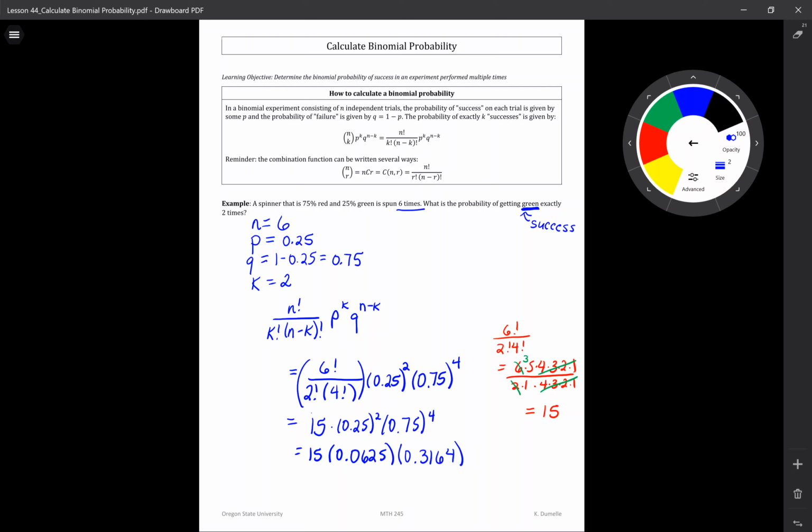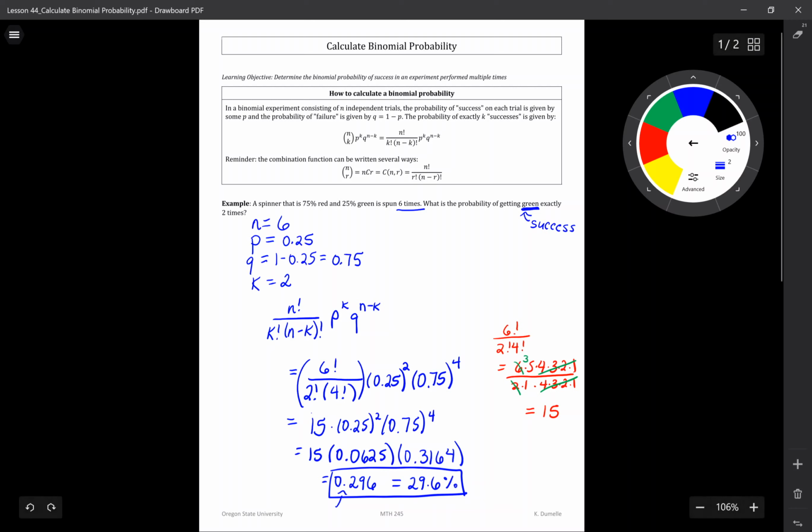So if I multiply these all together, I get 0.296, which is 29.6%. This is a good sign, right? This number right here needs to be between 0 and 1 since we're talking about probability, and this is a reasonable answer, I think. The probability of getting exactly 2 successes is about 30%. So that is this formula in action.